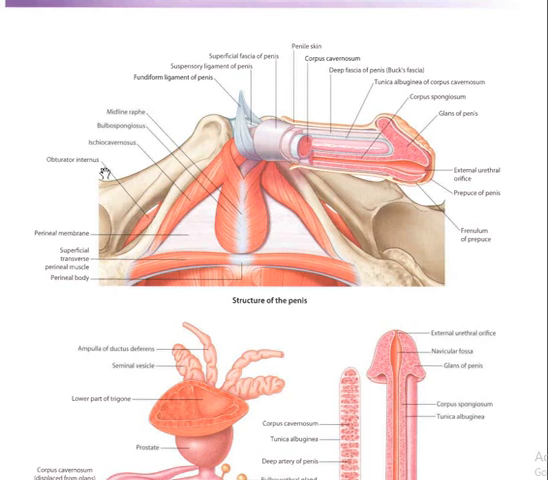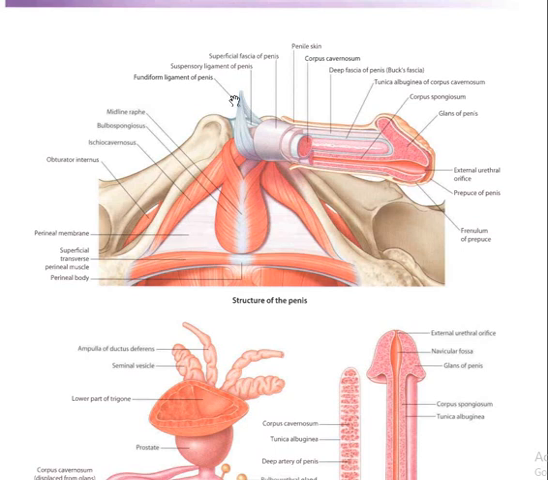You have the obturator internus here. Here you are going to have the ischiocavernosus. The ischiocavernosus is the muscle which is going to cover the corpus cavernosum. And here you are going to have the bulbospongiosus. We have this muscle here, this is the bulbospongiosus, so it is going to cover the corpus spongiosum. So the bulbospongiosus covers this corpus spongiosum part of the penis.